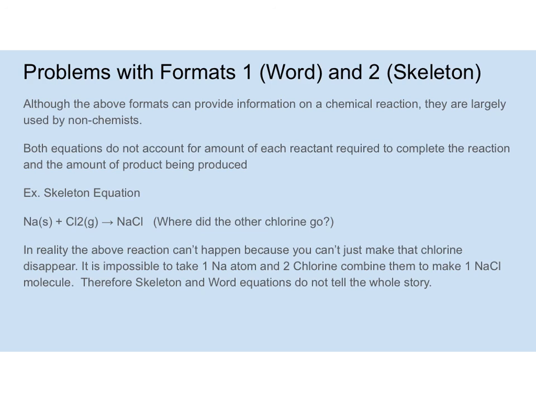As real chemists, we have to account for, well, where did that other chlorine go? It can't just disappear. Technically, when we write out this reaction, that's impossible. There's no possible way that 1 sodium can combine with 2 chlorines to make only 1 sodium chloride molecule. The other chlorine has disappeared, and that's not possible. So these are the problems with the first two equations. Now, we let the general public use them because it's simple and it allows them to not have to require this extensive knowledge of balancing. But again, as chemists, we don't usually use these two equations.